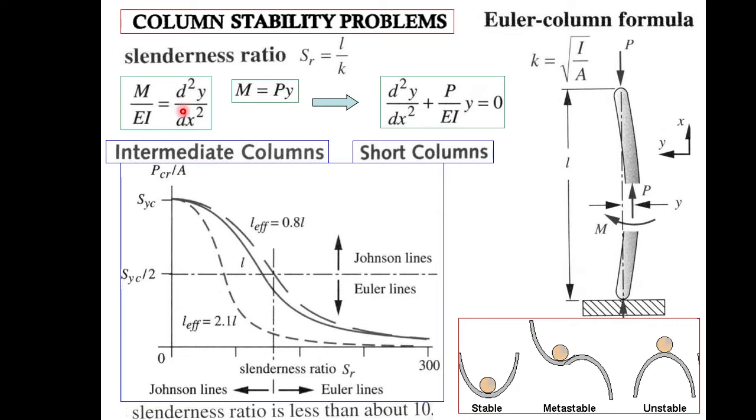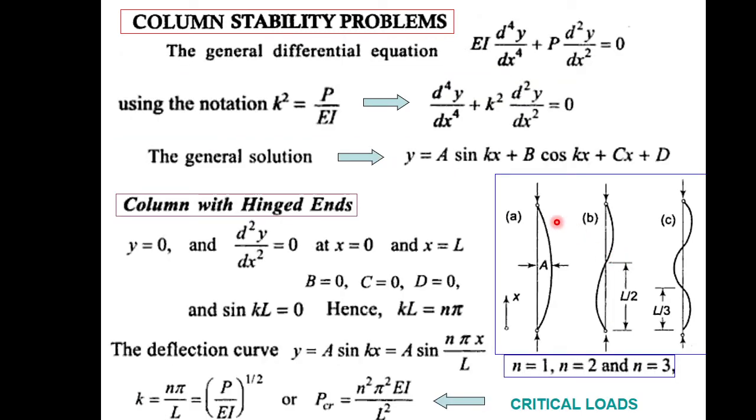From there we get this particular equation. Substituting for m here, we get such an equation, and we solve for this. This solution again depends on the boundary condition of the column. So here y is the deflection field for this column, right? Then for different boundary conditions, we get a solution for that.